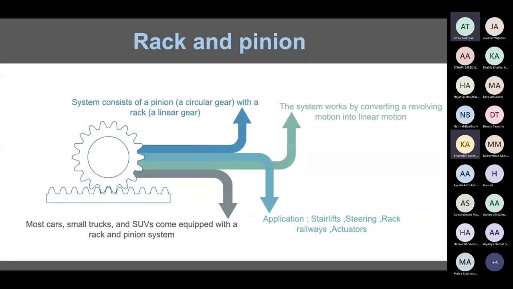I chose the rack and pinion system because it's an important system, and it's used in many applications. And I found it interesting to model and simulate. It consists of a pinion, which is the circular gear, and a rack, which is the linear gear. The system works by converting the revolving motion into a linear motion. Most cars and small trucks are equipped with the rack and pinion system. It is used in stair lifts, steering racks, wheels, and actuators.